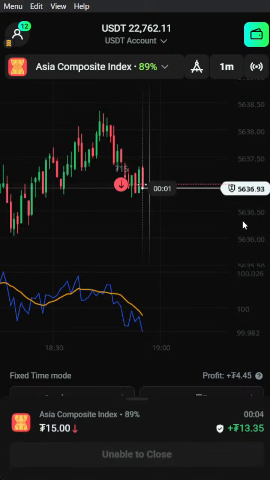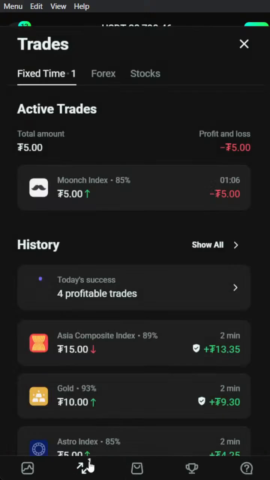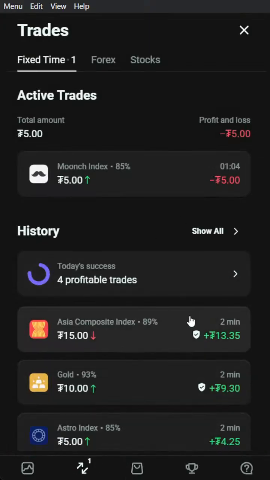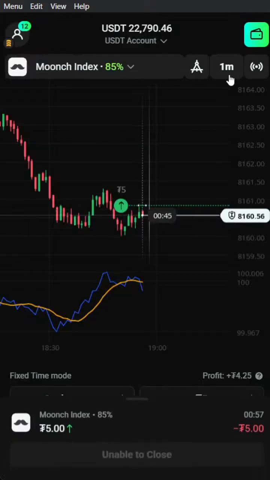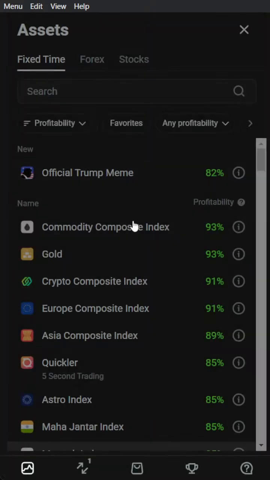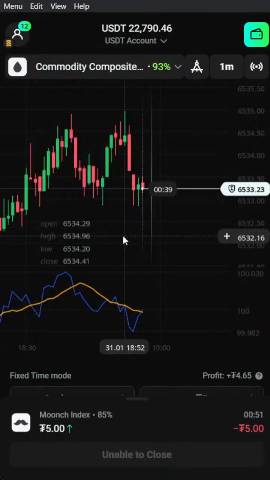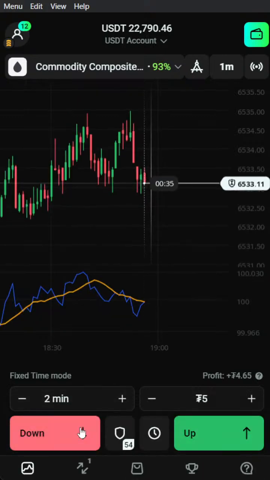Let's see. Okay, it should go positive and we recover everything. Yes, we did. So all the recovery is done. Right now we are in profit. We made 6 trades so far. One went in no profit, no loss, and one went in loss. So we recovered everything. We are no more in losses. I will tell you in the end where we started and where we are right now.